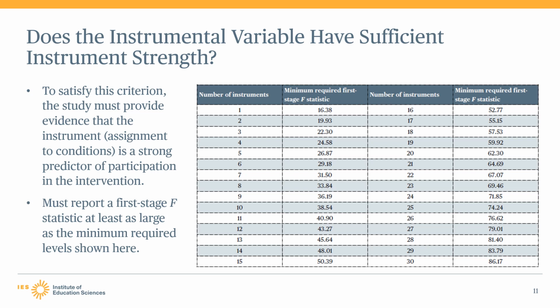And if the authors do not provide the first stage F statistic after being queried, then the WWC will try to calculate it if there is only one instrumental variable and no clustering. See Appendix G in the WWC Procedures and Standards Handbook for more information on those calculations. If the first stage F statistic cannot be calculated, or the one that is reported does not demonstrate sufficient instrument strength, then the study finding will receive the research rating of does not meet WWC standards.